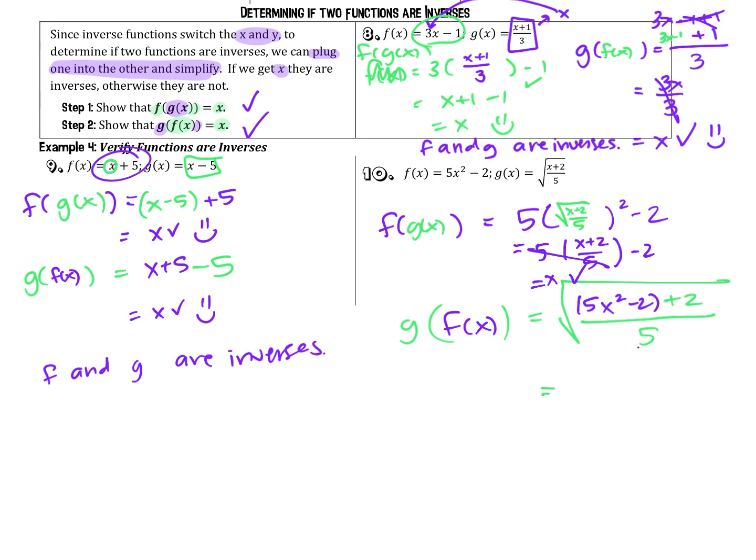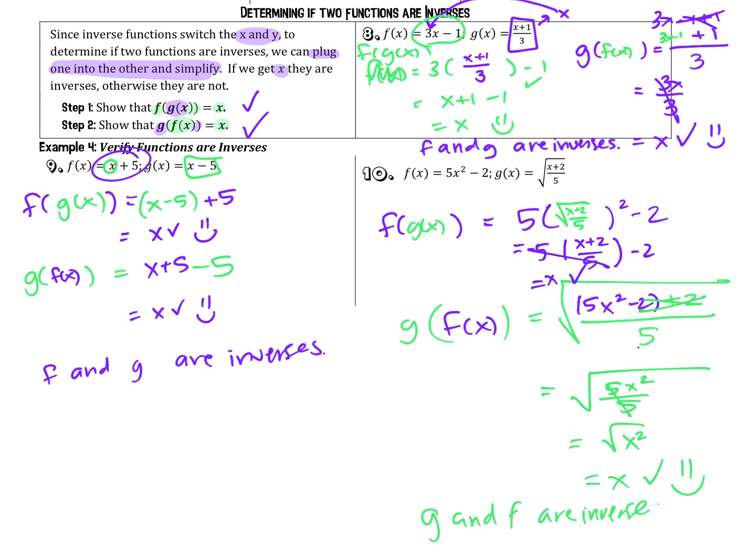For g of f of x, I'm going to simplify inside the square root. So the plus 2 and the minus 2 are going to be 0. So I have 5x squared over 5. The 5's can divide out. The square root of x squared is just x, and that's what I'm looking for again. So g and f are inverses.